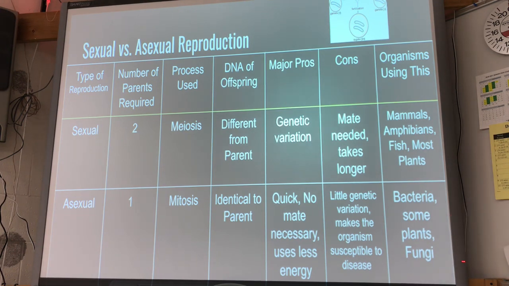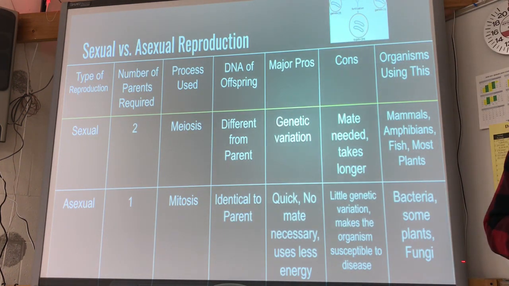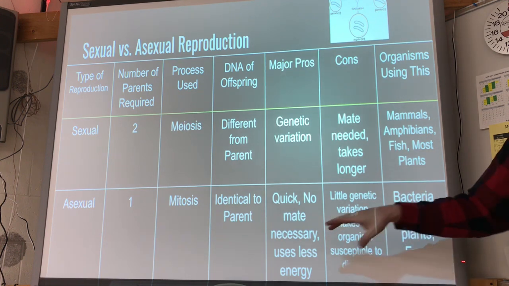That's an asexual reproduction. Okay, that plant is a product of asexual reproduction, but it wasn't through mitosis. So there are other ways to asexually reproduce without mitosis. But that's kind of what we're talking about.